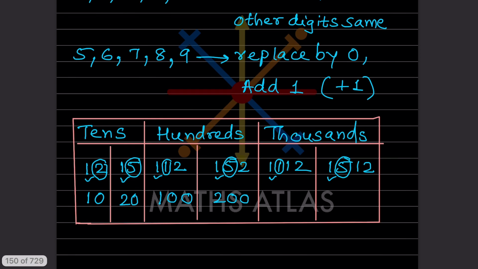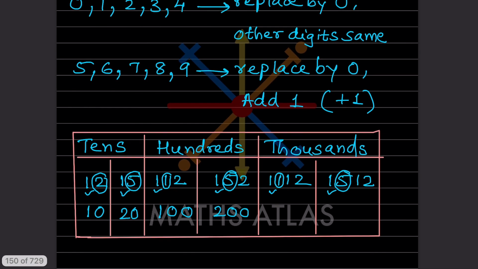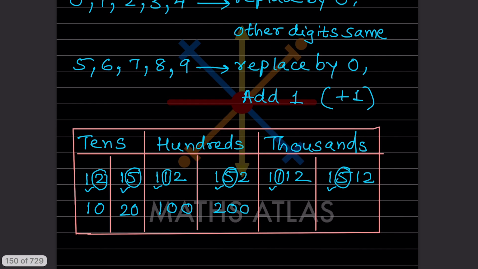Now see here, this is the example given over here. This is 12. It is said here that you have to round to the nearest 10. When we say 10, what are you going to do? You are going to see the place value first. This is the ones place, and this is the tens place. So what will you do?